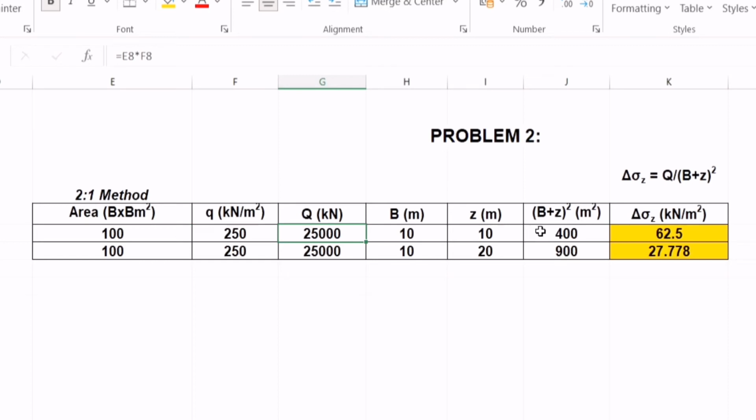So let's find the (B plus Z) squared in square meters. B is 10 and Z is 10, so it equals 400. With B equal to 10 and Z equal to 20, it equals 900. We just need to divide this (B plus Z) squared into our point load, which is 25,000. So 25,000 kilonewton over 400 square meters equals 62.5 kilonewton per square meter. And as the depth goes to 20 meters, the pressure decreases, which equals 27.778 kilonewton per square meter.